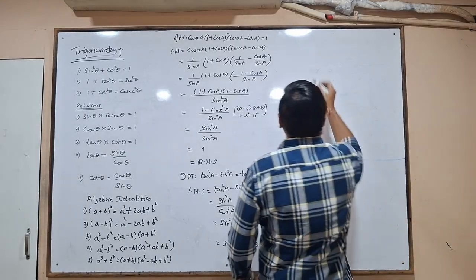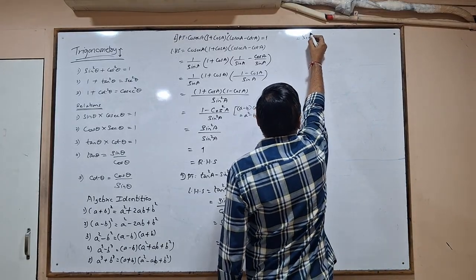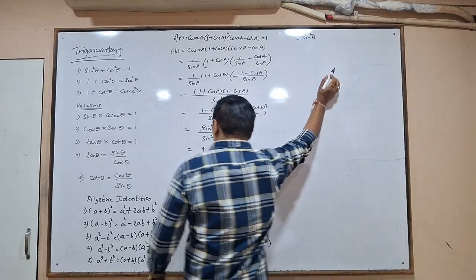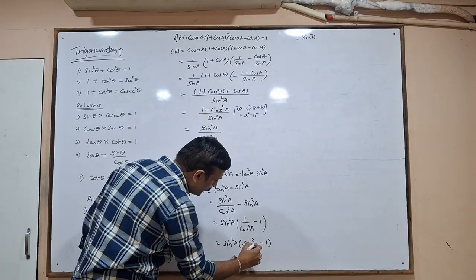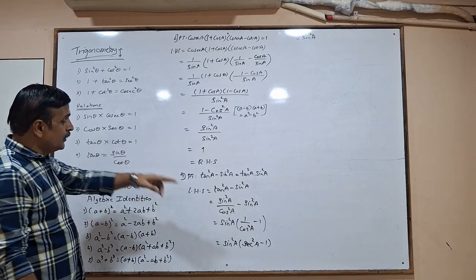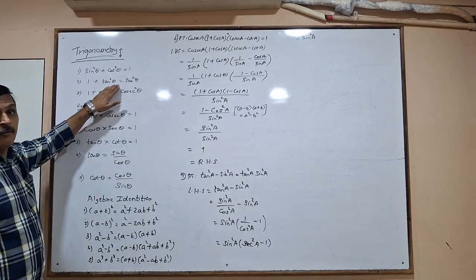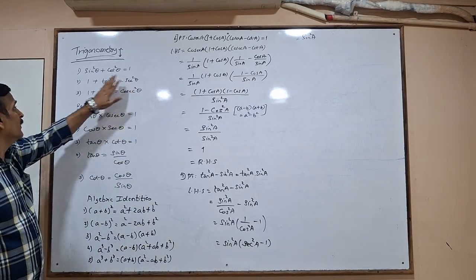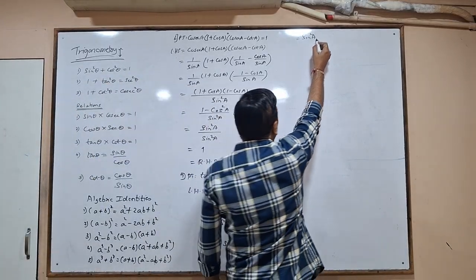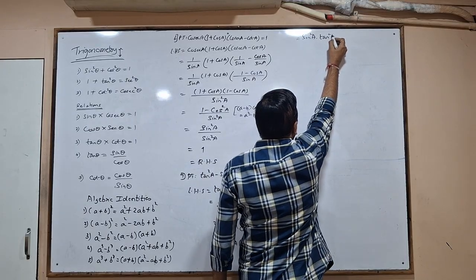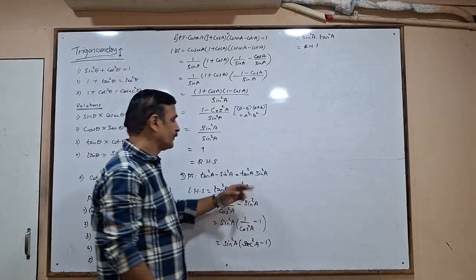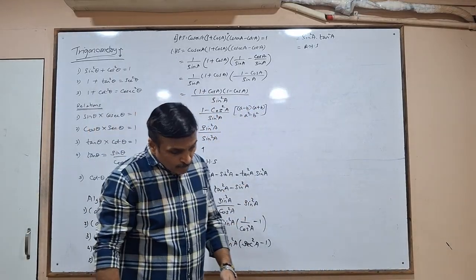So, sin square A, and what is sec square theta minus 1? Sorry, I've written theta, it should be A. By the relation, sec square A minus 1 will become tan square A. So this will become tan square A, which is RHS. Next question.